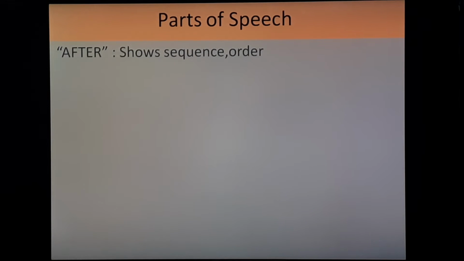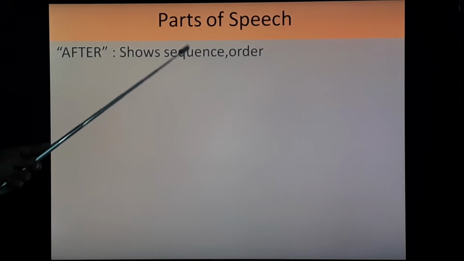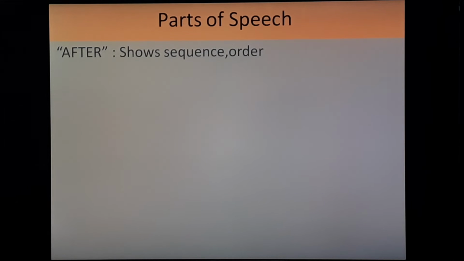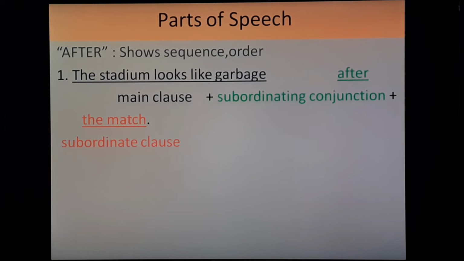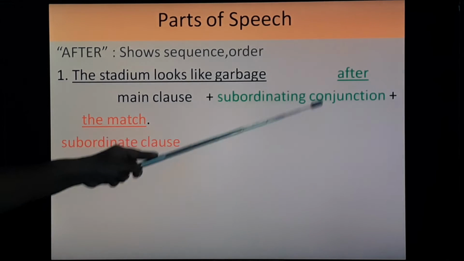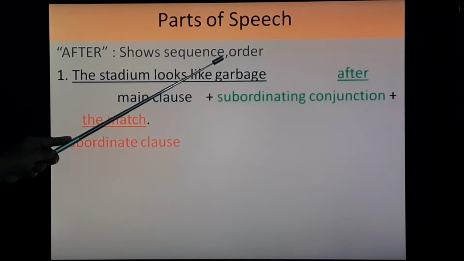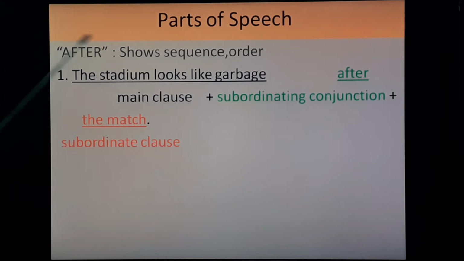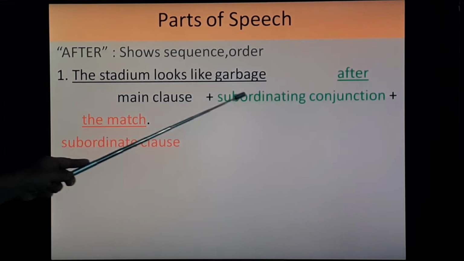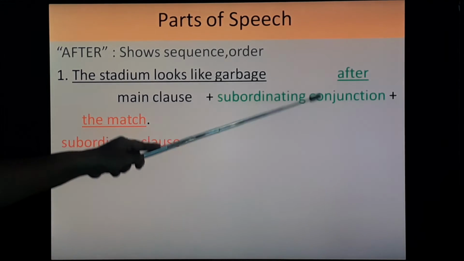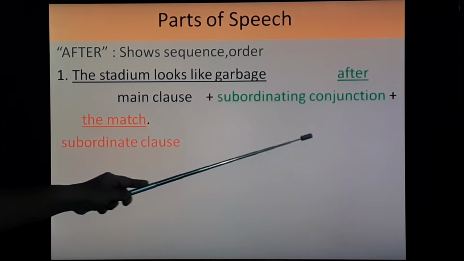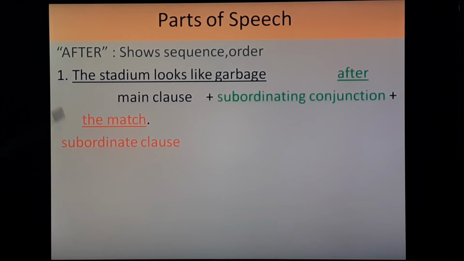Okay, let's try to understand with the help of examples. After shows sequence or order. First example, the stadium looks like garbage after the match. Don't pronounce this as garbage. So the correct pronunciation is garbage. The stadium looks like garbage, so that is the main clause. After, that is the subordinating conjunction, and the match, that is the subordinate clause.